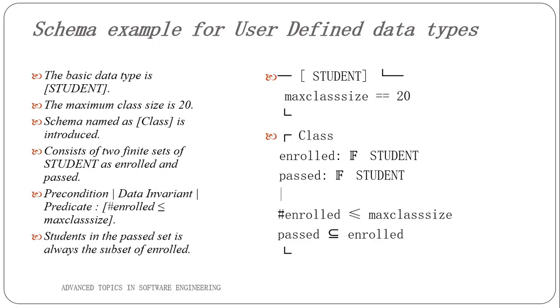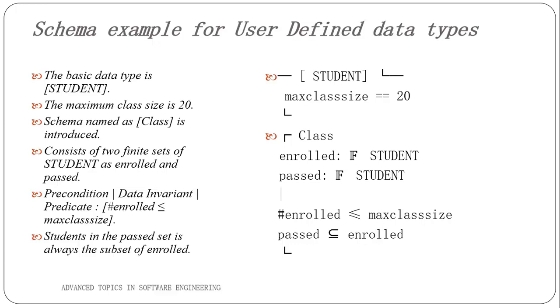There also exists a limit to the number of students who can join the class. For that we define a variable as max class size, and the limit of that is 20. That means the maximum number of students that can join the Z class is equal to 20.